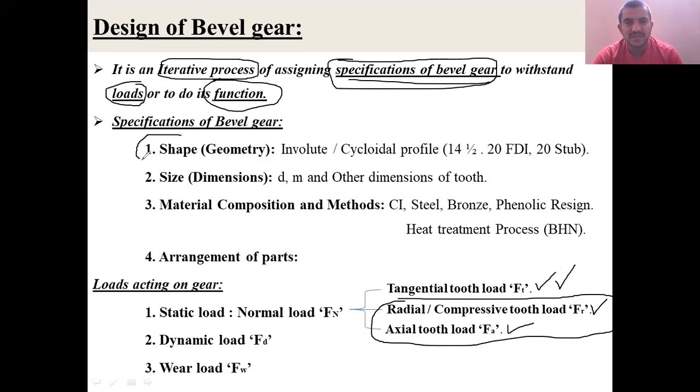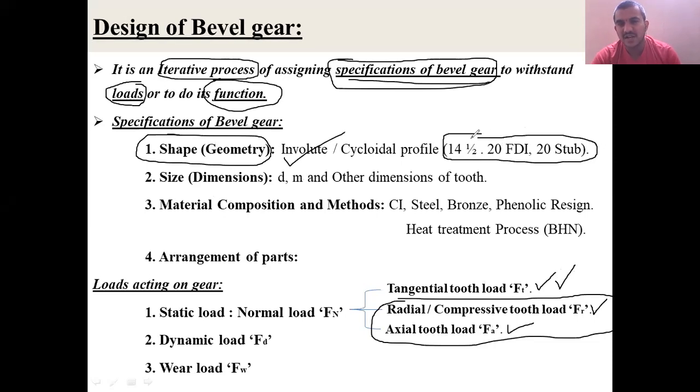As you know, the shape is what type of tooth profile it is. It may be involute or cycloidal. Generally, we go for involute. Under this, what is the pressure angle here? It may be 14.5 degree or 20 degree full depth involute or 20 degree stub involute. What will be the size of the bevel gear? It may be physical diameter, module, and other dimensions.